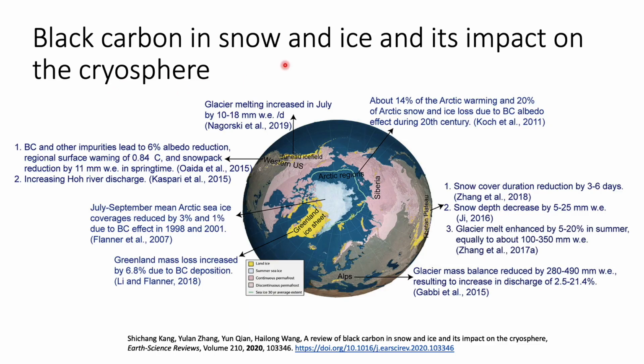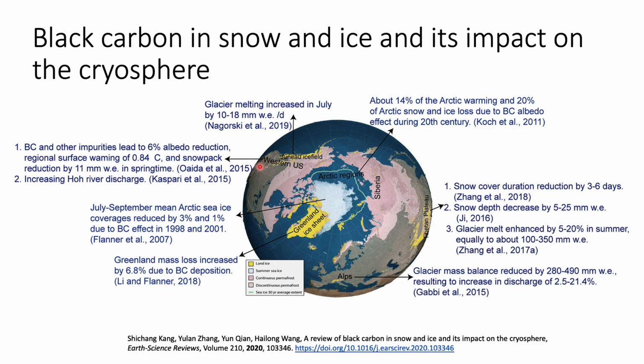Here is the black carbon in snow and ice and its impact on the cryosphere. So that is how the Arctic amplification is affected. The black carbon and the other impurities lead to 6% albedo reduction, and regional surface warming is 0.84 degrees centigrade, and here the snowpack reduction by 11 millimeter in springtime.